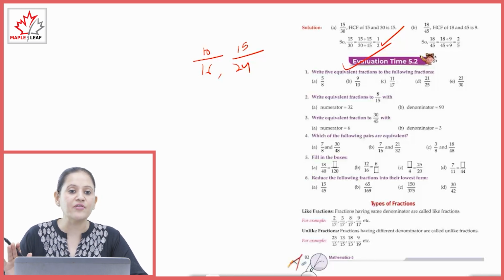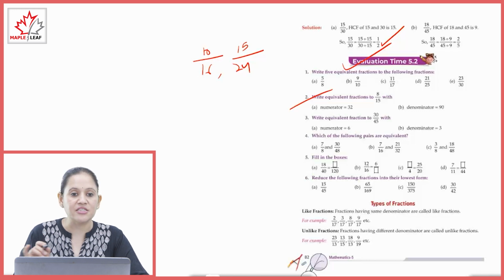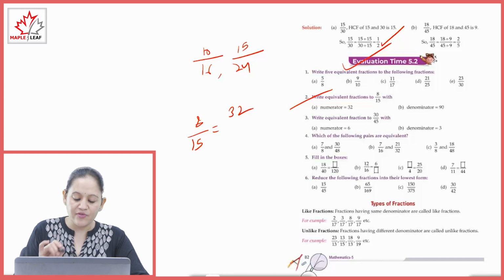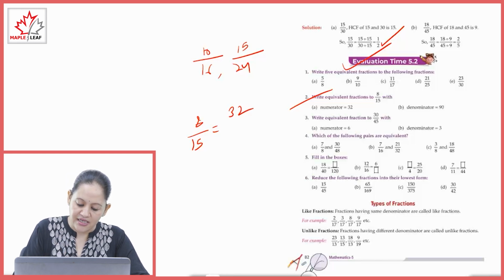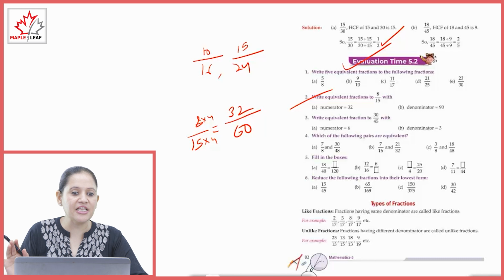Next, write the equivalent fraction to 8/15 with numerator 32. Now the numerator 32 means we have multiplied 8 by 4, that means we will multiply 15 also by 4. So we get 32/60. Clear?